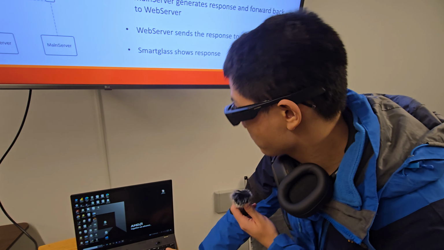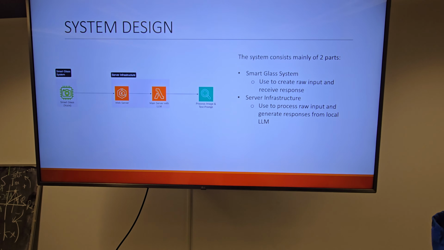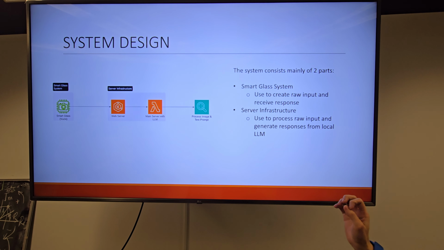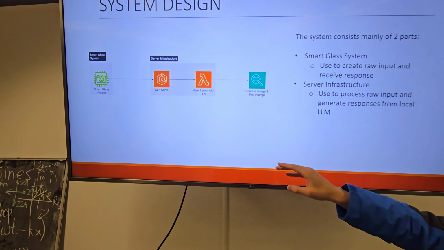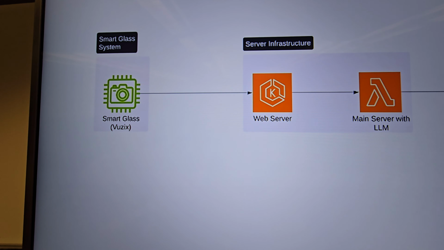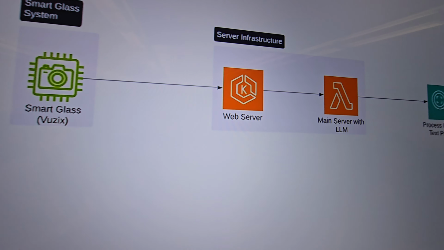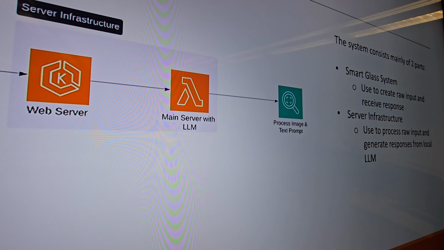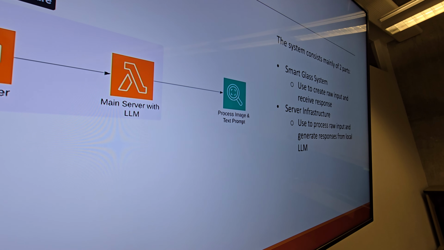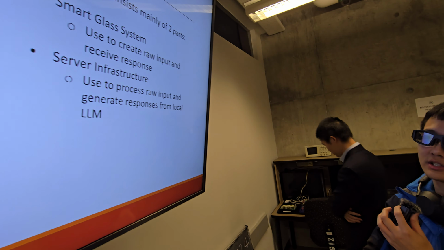And our system mainly consists of two parts. The first part is the smart glass system, which can be any glass, but in this scenario we use the Vuzix. And the second part is the web server and the local computer, which is capable of processing the large language model and coping with the data transference.